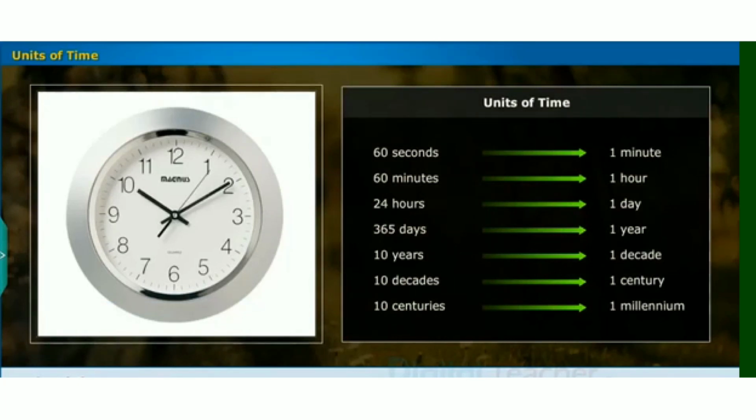The following table gives information about the units of time. 60 seconds is equal to 1 minute, 60 minutes is equal to 1 hour, 24 hours is 1 day, 365 days 1 year, 10 years 1 decade, 10 decades 1 century and 10 centuries 1 millennium.